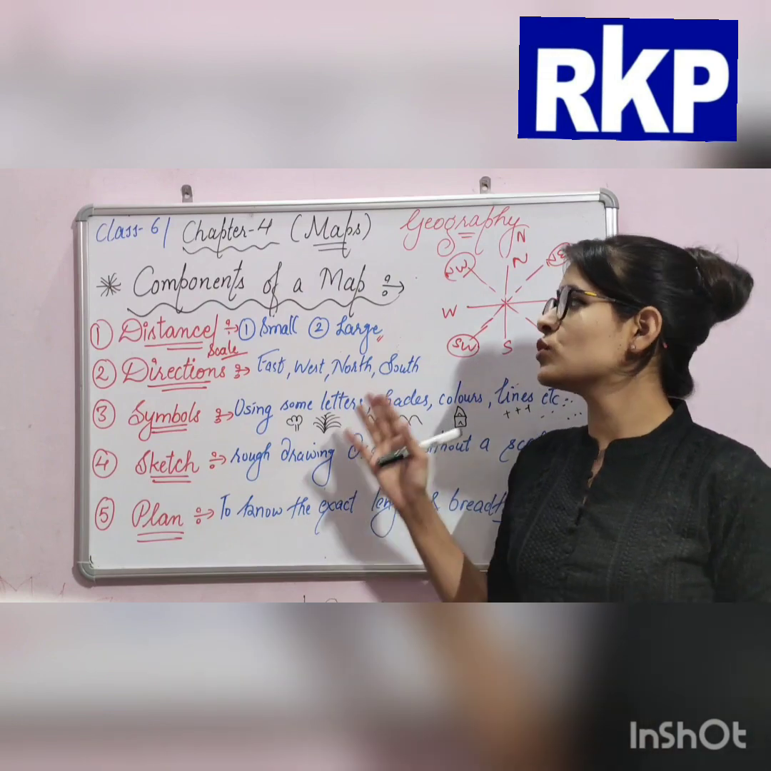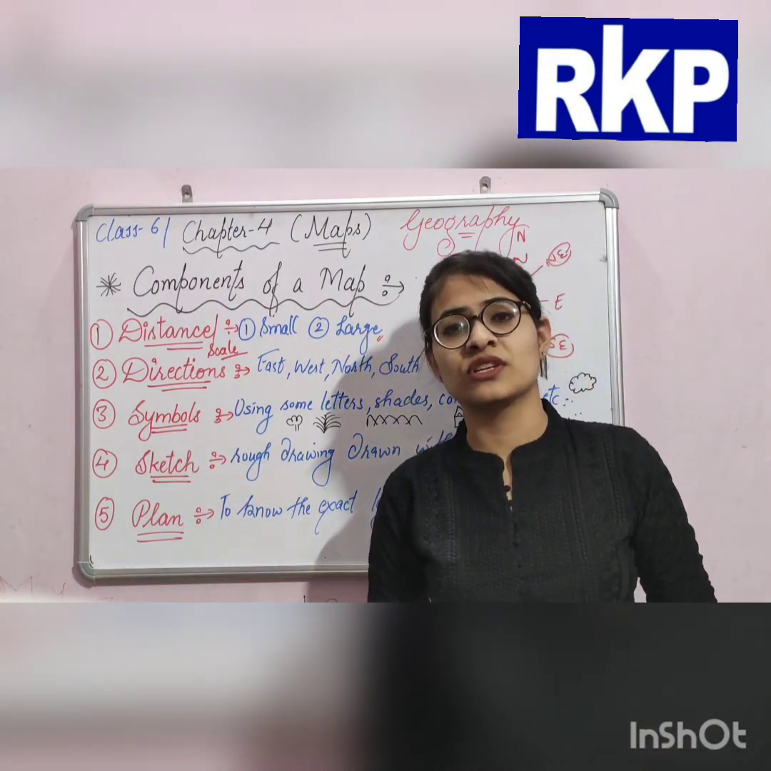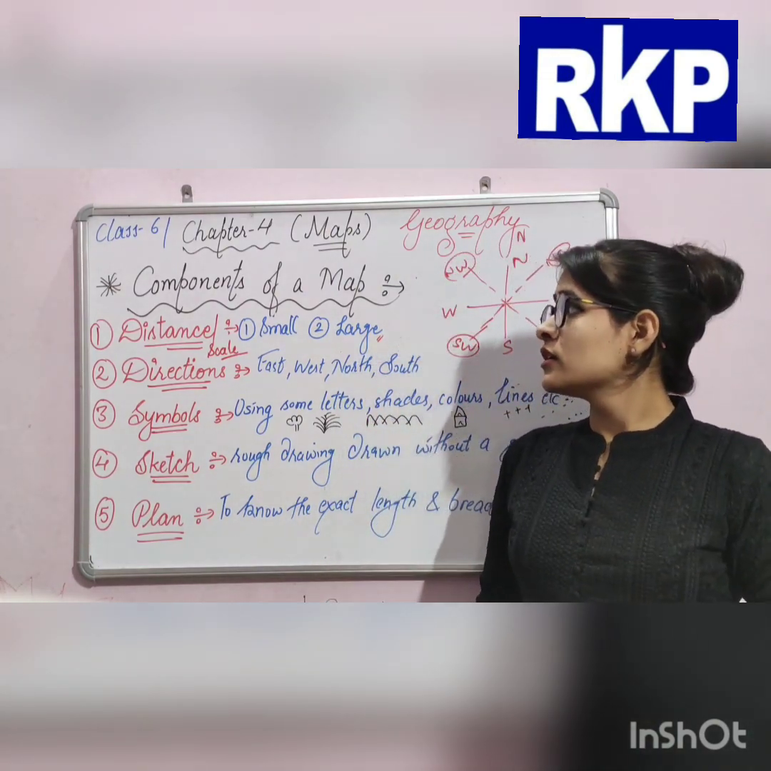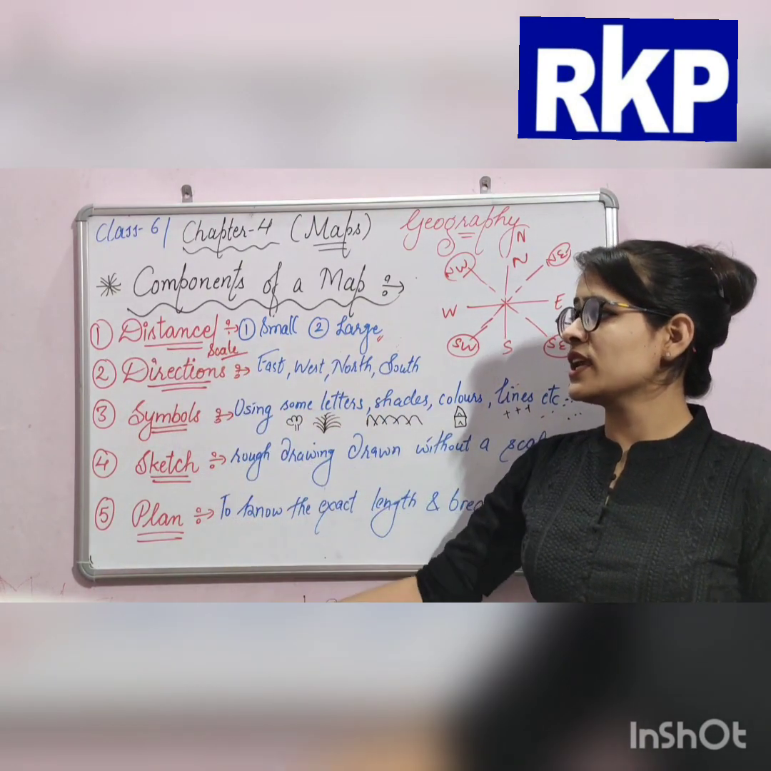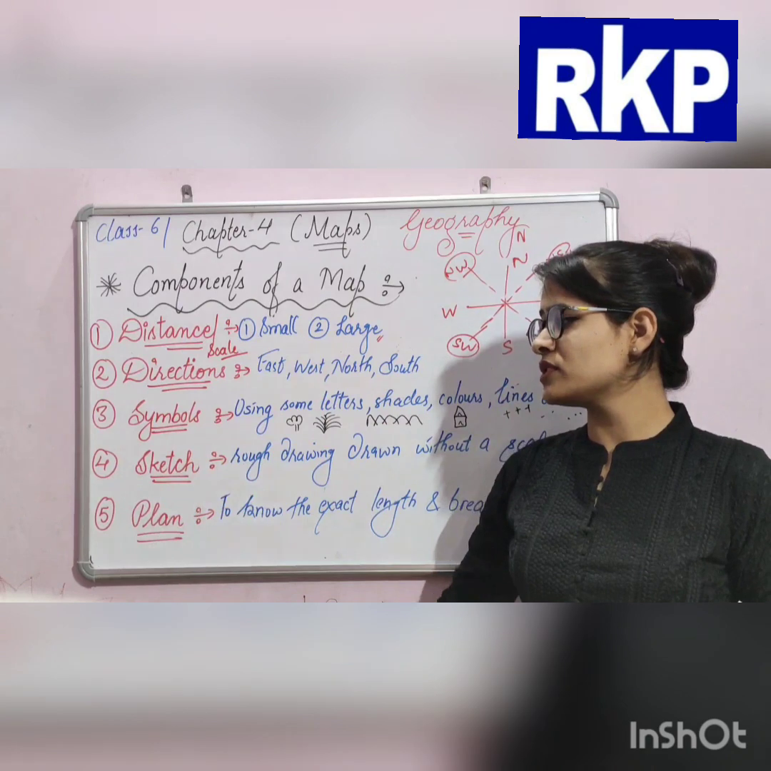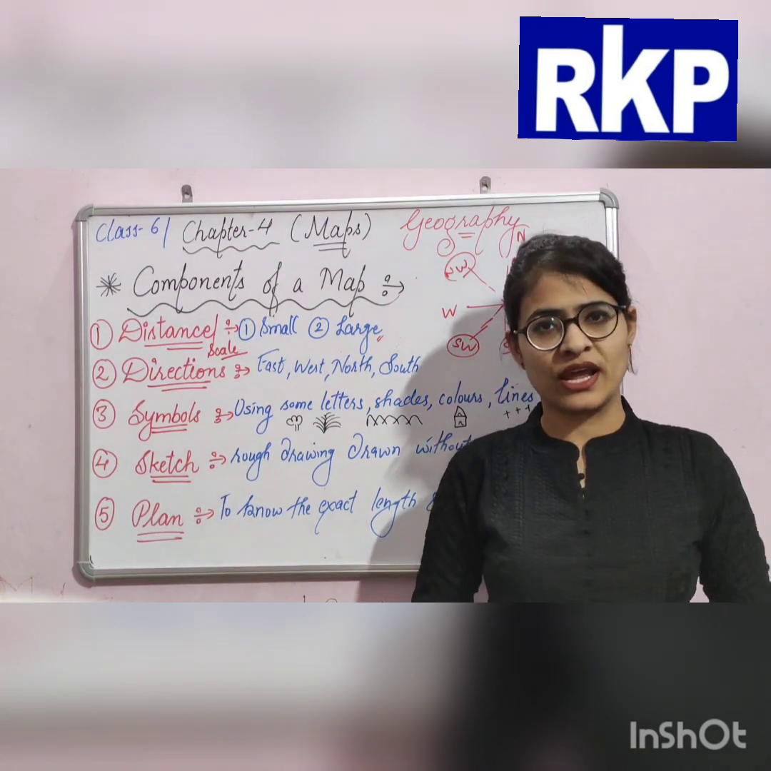So this was your chapter. I hope this is clear to you all. These are the components of a map: first is distance or scale, then directions, symbols, sketch and plan.